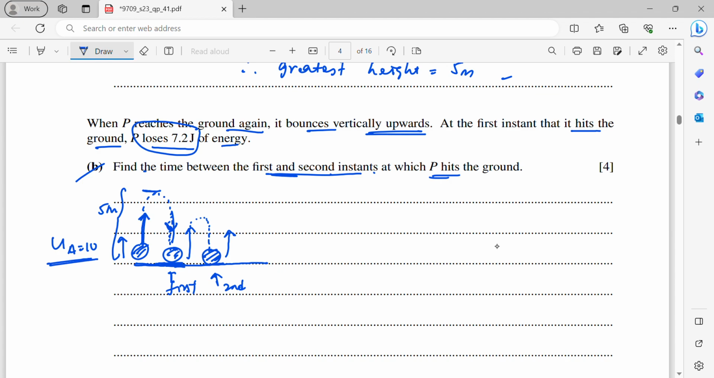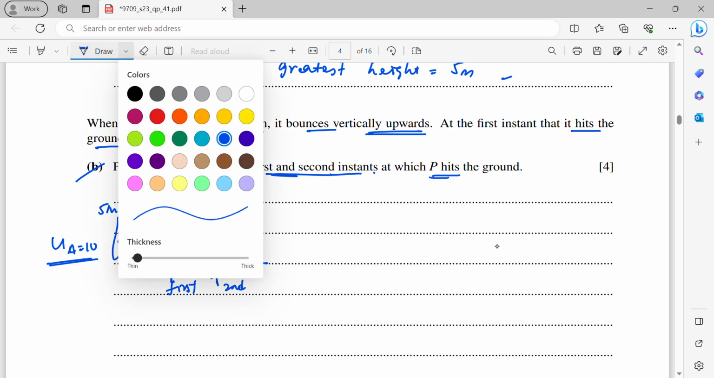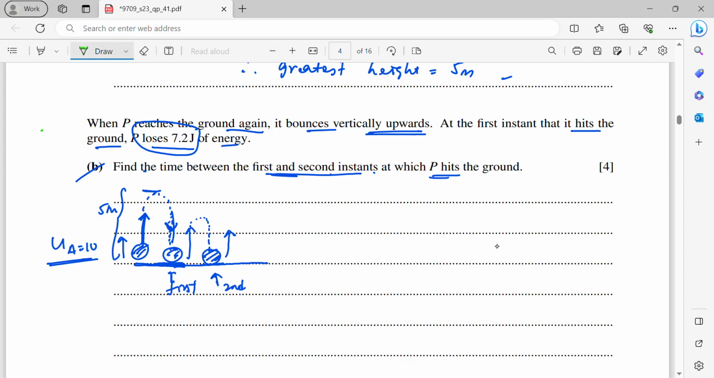Just for information, for the first motion, when it is moving up to the maximum height with speed of 10, when it hits the ground, the speed here will be the same. But since we need to get this first and second instance, I will let this be the U as well. So this U will be 10 meters per second because of the same distance. It moves up 5 meters, goes down also 5 meters.